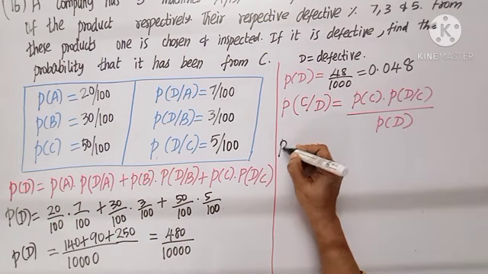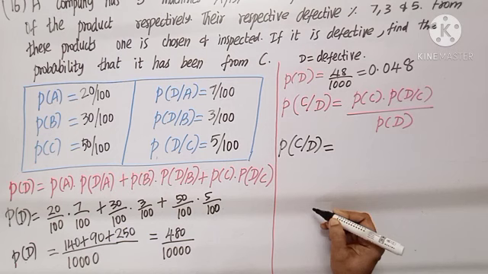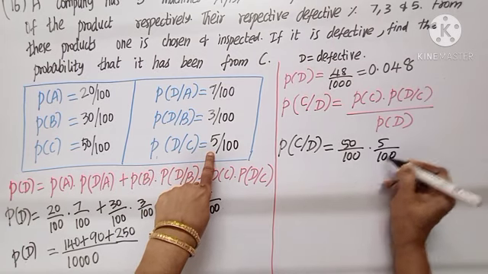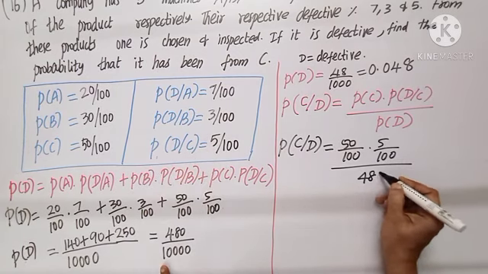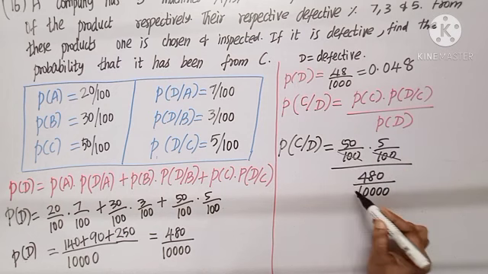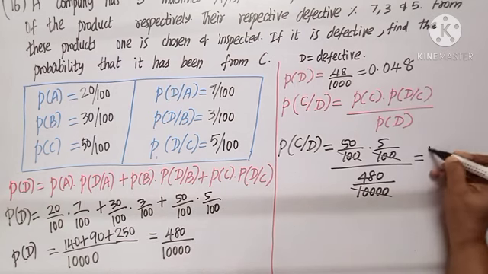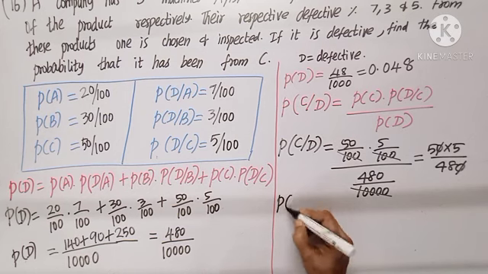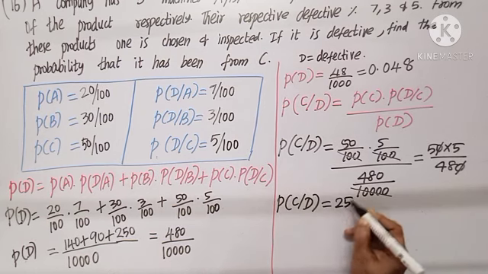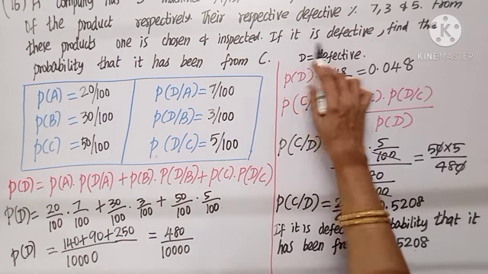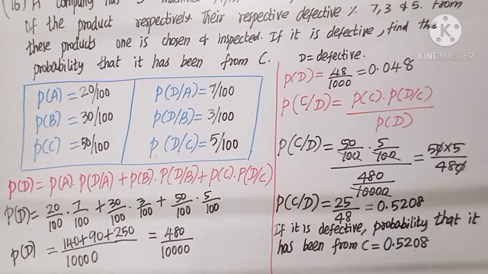As I substitute, P of C given D equals P of C, 50 by 100, P of D given C, 5 by 100, and the defective probability 480 by 10,000. As I cancel 100, 100 and 10,000, I am left with 50 into 5 by 480. Zeros cancelled. P of C given D is 25 by 48. As we simplify, we get 0.5208. Since it is a word problem, write the answer as a statement.